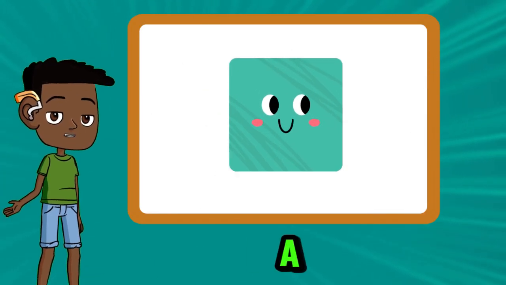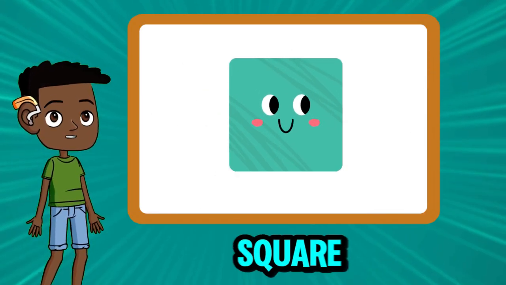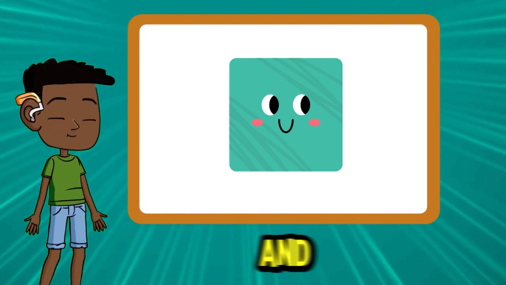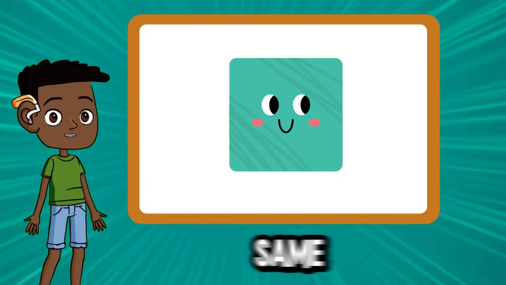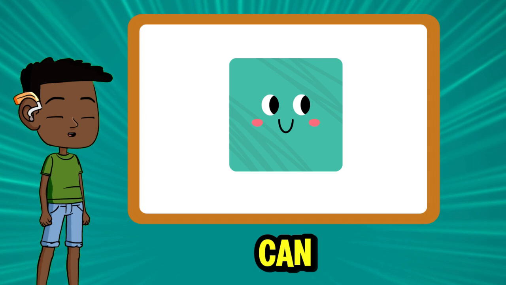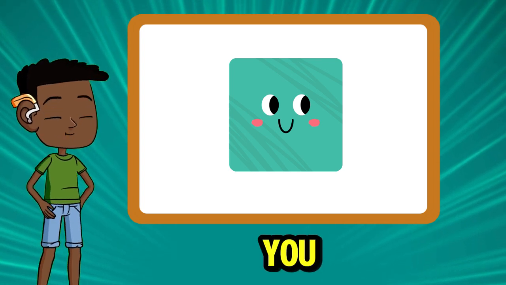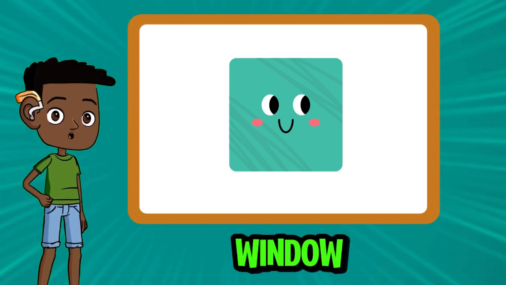Next, we have a square. A square has 4 sides, and all 4 sides are the same length. Can you find a square around you? Maybe a window or a picture frame.